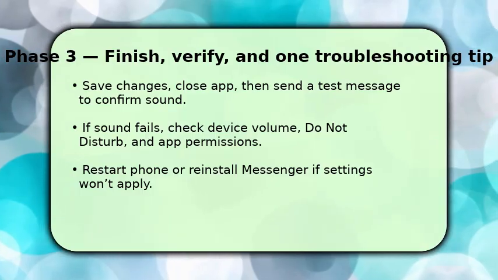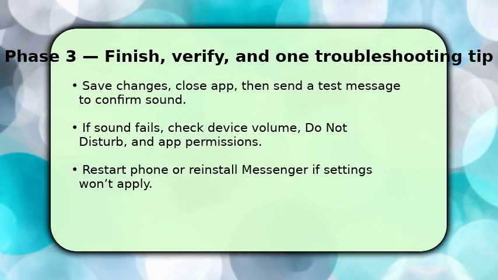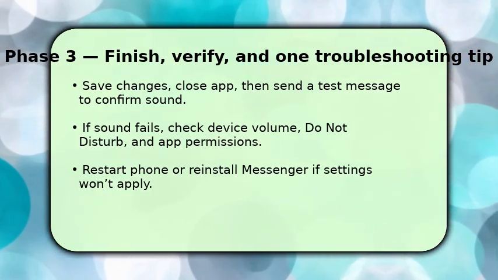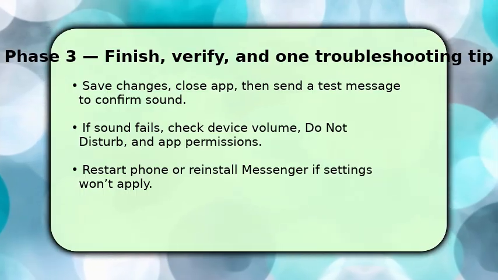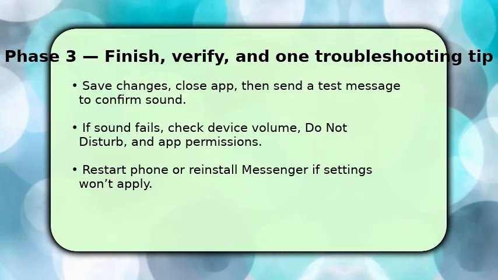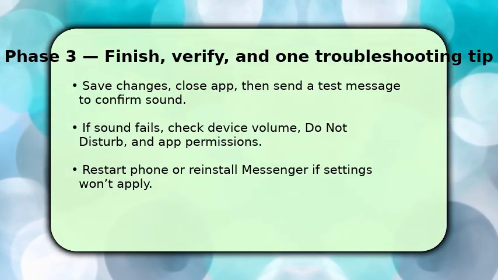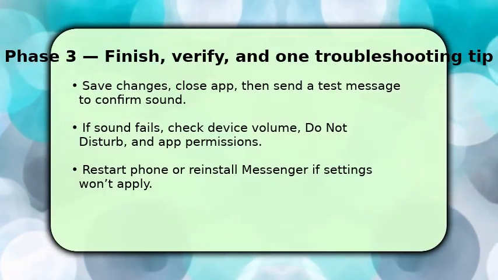and verify Messenger has permission to access storage and notifications. If settings still won't apply, restart the phone. If that fails, reinstall Messenger. This refreshes permissions. One key troubleshooting tip: toggling notifications off and on inside the app often forces the system.